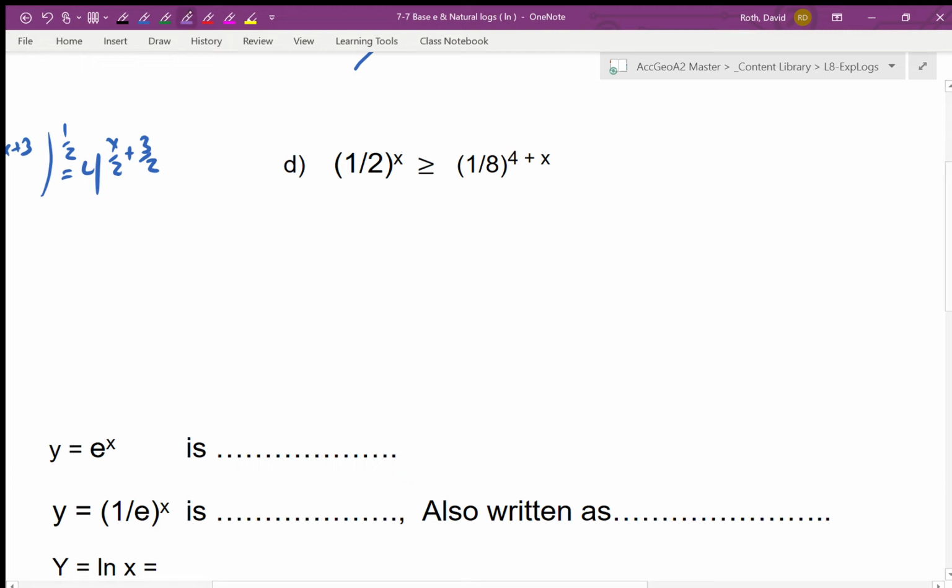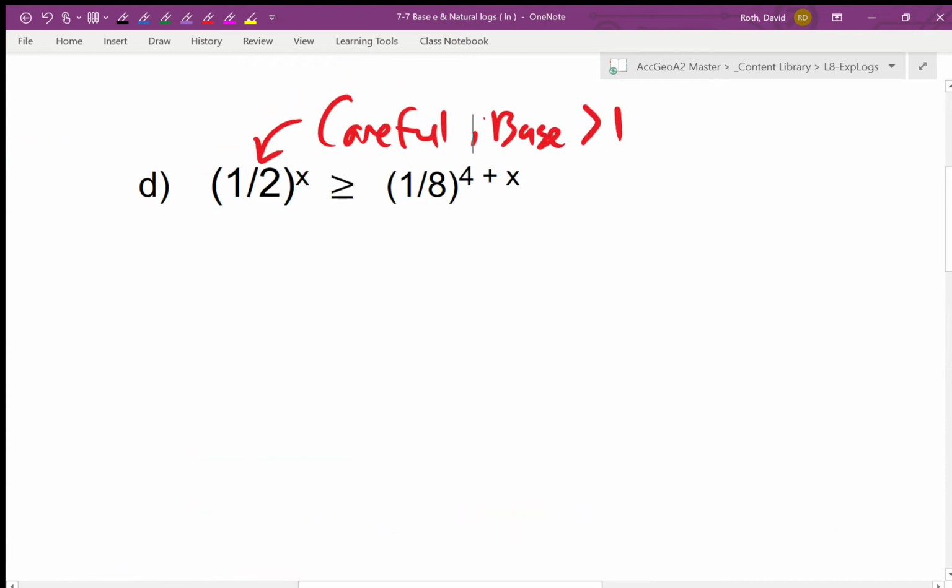However, I'll put it in red. Careful. Cuidado. Base must be greater than 1 in order. This is an inequality in here, so I got to be careful of this whole base greater than 1 thing. Otherwise, it's going to flip the direction around from what I'm used to. So really, 1/2 should turn into 2 to the negative 1 to the x greater than or equal to. What is 1/8? 2 to the negative third.